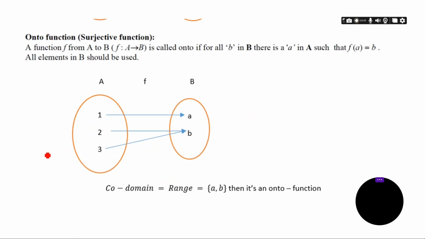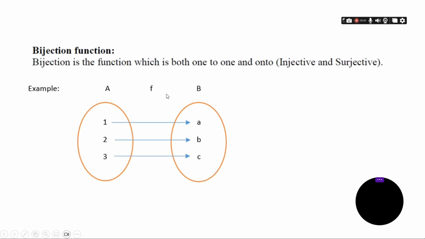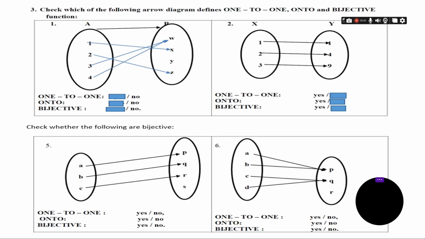Onto function means that in the second set no one should be sleeping, all should be mapped. Here it is mapped, it is mapped, no one is sleeping, so this is onto. But for example, if we have some element like C here, then it is not onto because C is sleeping, not mapping to anything. So the codomain will be equal to the range if it is onto. Bijection: if it is both one-to-one and onto, then we say bijection.